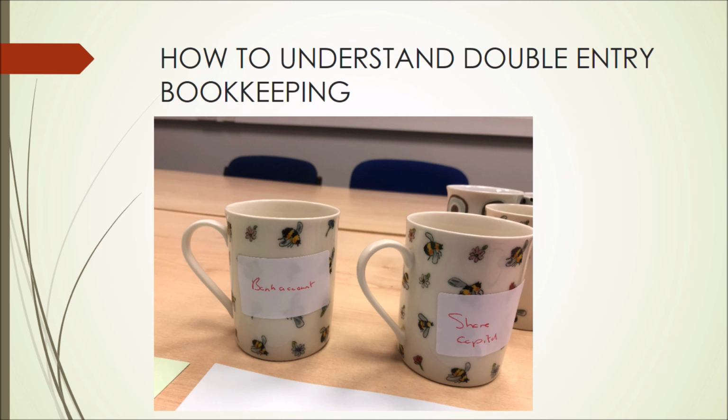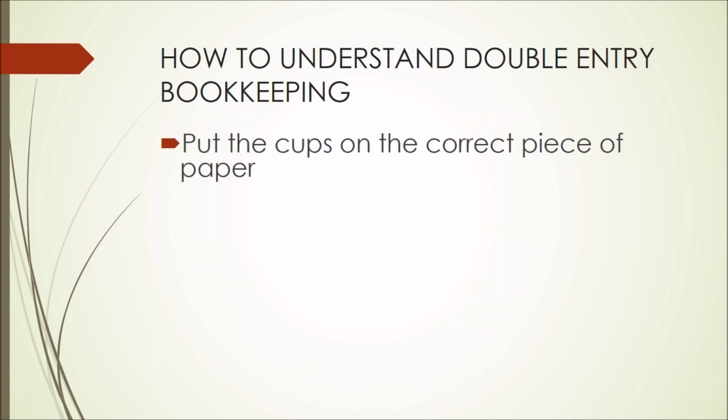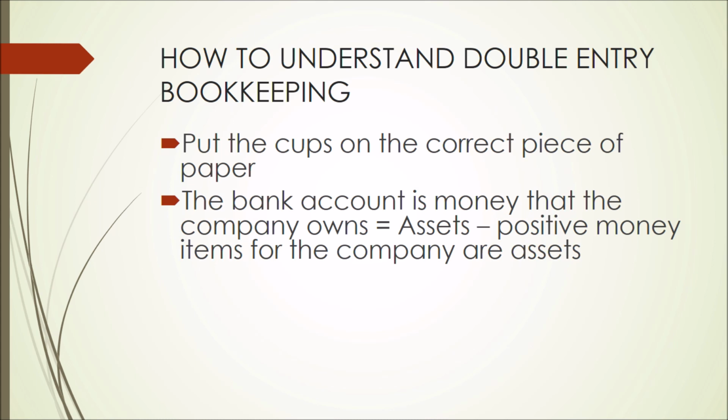I've gone and taken all the various cups around. And we're going to put the cups on the correct pieces of paper. So the bank account is money that the company owns. So it's got money, it's positive money sitting in the bank account. There, positive money that the company's got right now. So remember, assets are positive money right now or positive money in the future. So you can put the bank account cup on the asset sheet.